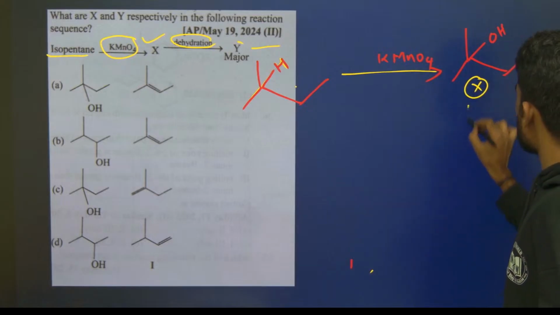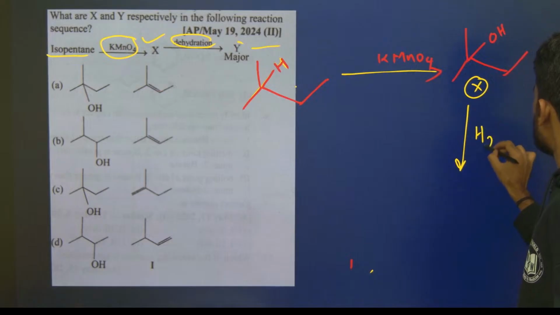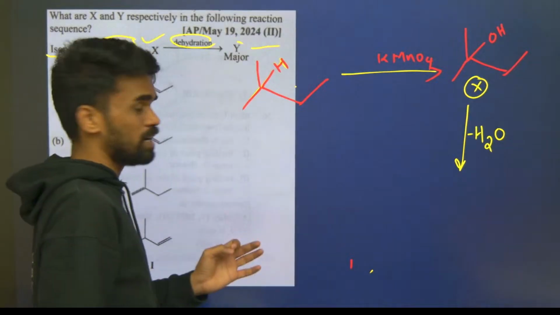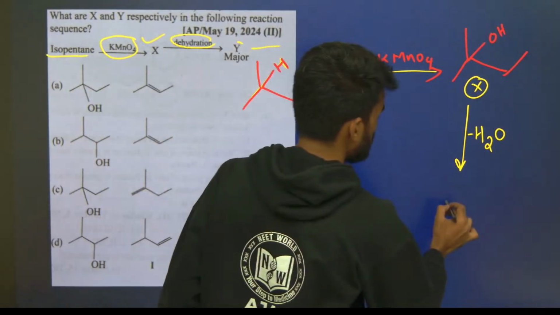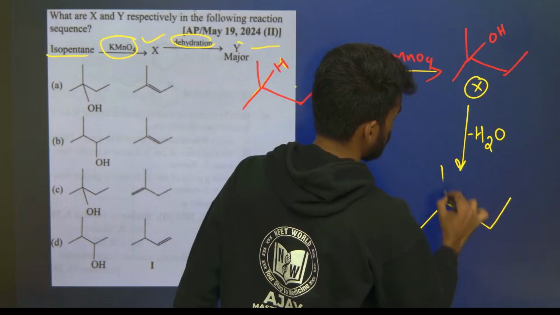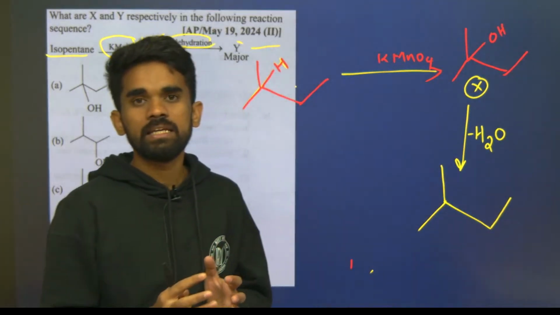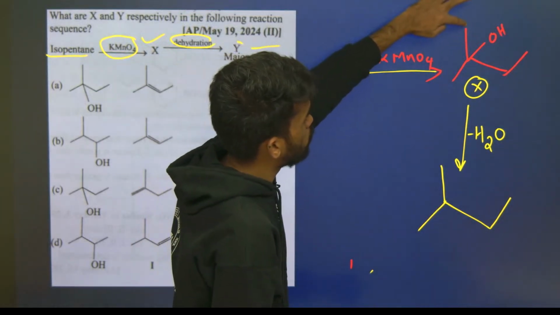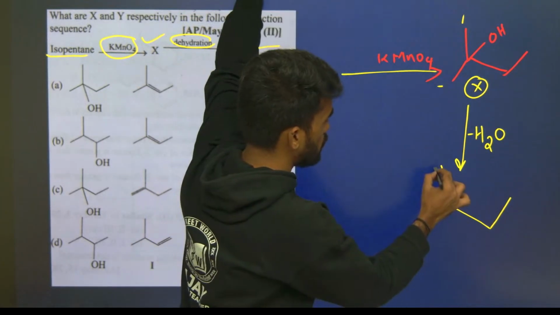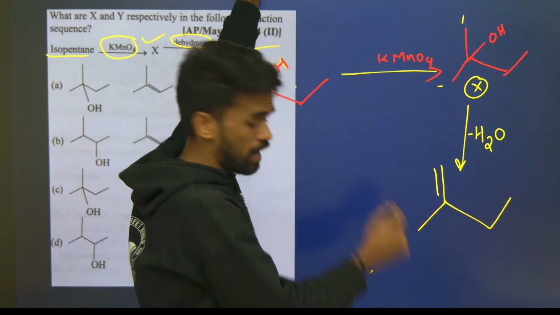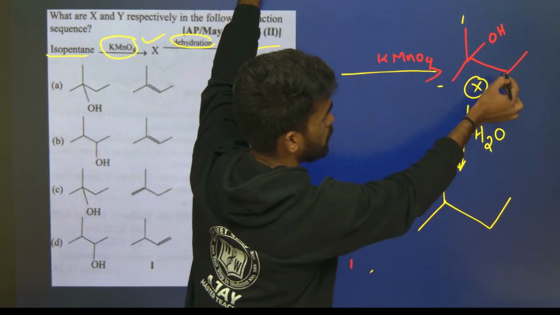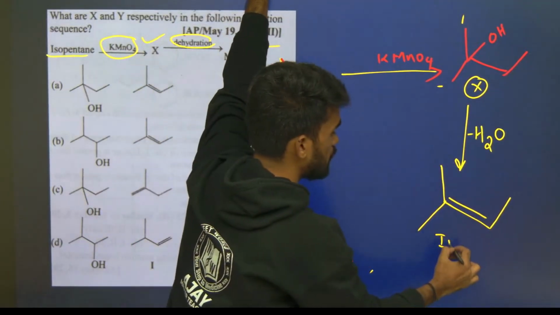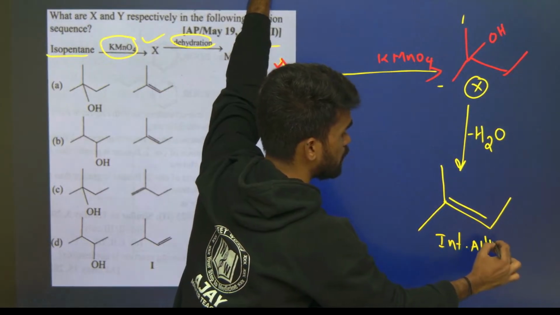So this X upon dehydration. Dehydration means removal of water. So from where do you need to remove water? What is the best possible way? Always remove water in such a way that you get an internal alkene, that means a stable alkene. If you remove hydrogen from here or here, you get a double bond like this. That is a terminal alkene. If I remove a proton from here, you get a double bond here. These are called internal alkenes.